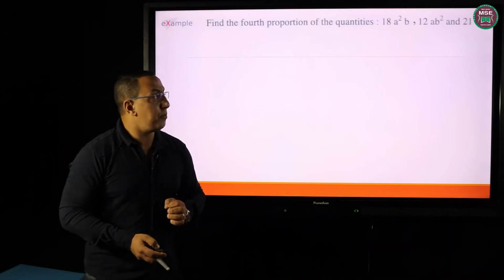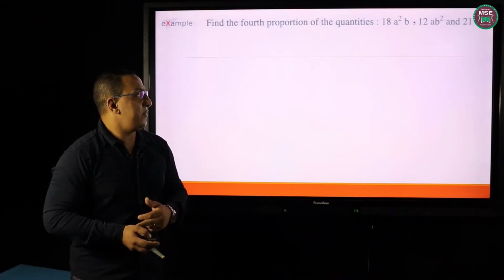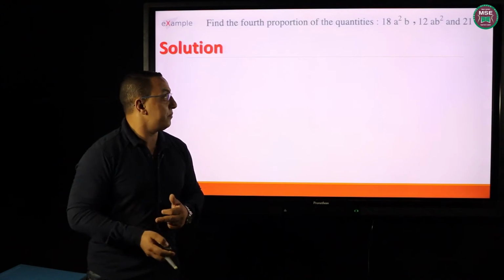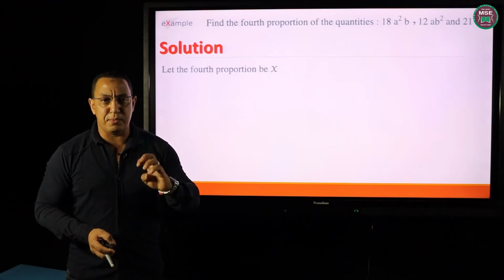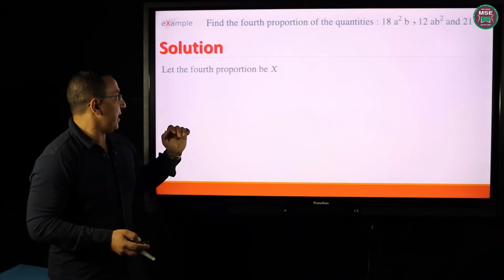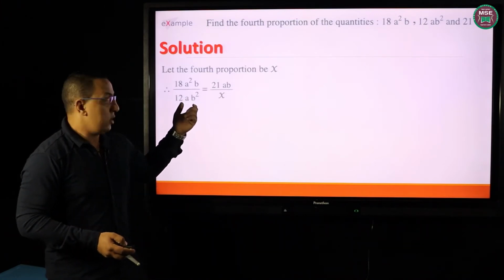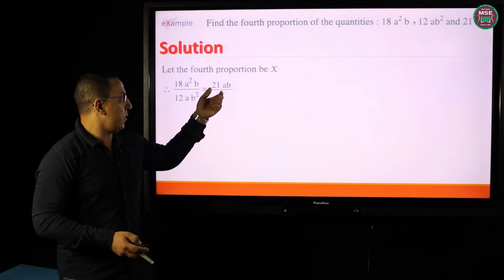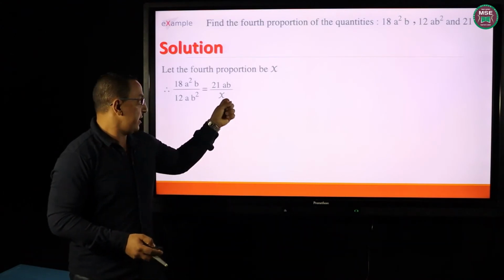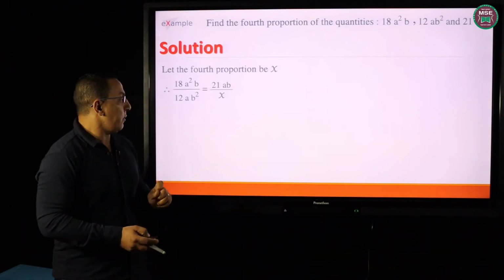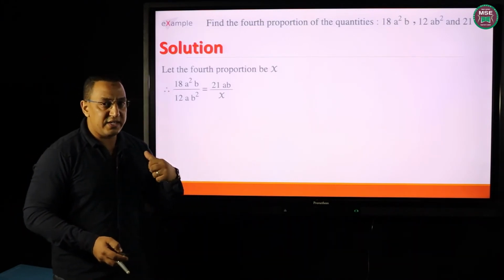Find the fourth proportional for the quantities 18a^2b, 12ab^2, and 21ab. Okay, in that case, I'm going to call the fourth proportional x. So I now write them in form of proportion like this: 18a^2b over 12ab^2 equals 21ab over x. Now I put x in the fourth position. Okay, this is the fourth proportional. Now I'm going to make a cross multiplication by using the means and the extremes as I studied before, like this.